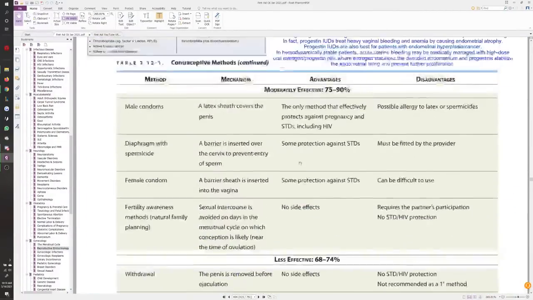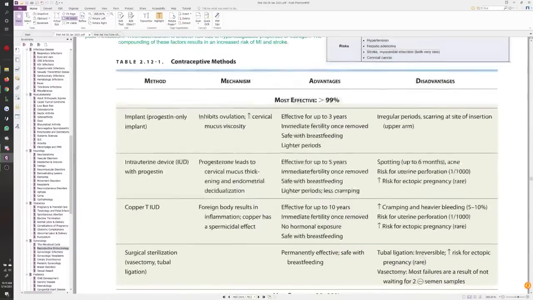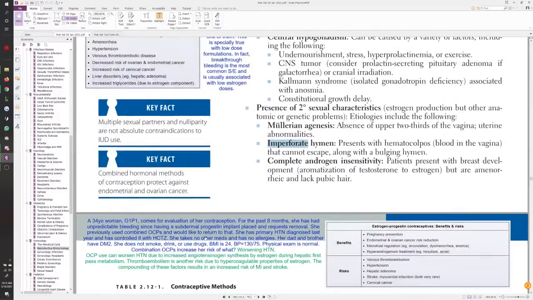In between, they have all these charts for what we looked at already, which was contraception. So first one, Mullerian agenesis. This is the absence of the upper 2/3 of the vagina, right? Uterine abnormality. So we're going to go back to step 1 and look at all these topics. These were topics that were all in step 1.